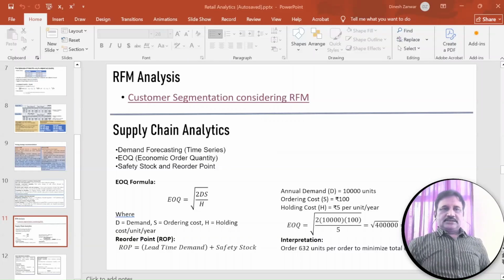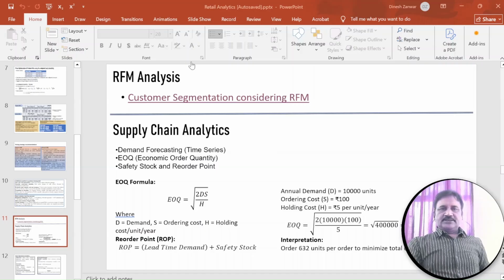Moving ahead, in the lecture series on retail analytics, we will now be seeing RFM analysis. R in RFM stands for recency, that is how recently the purchase is made by the customer at the store concerned. Then F stands for frequency, how frequently the customer buys from the store concerned. And M stands for monetary value, whenever the customer purchases from the store, what is the monetary value involved.